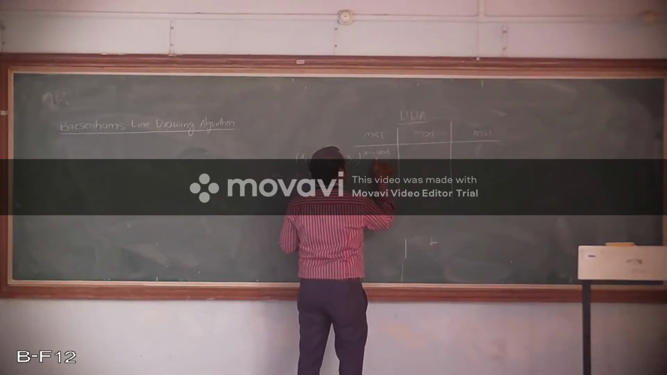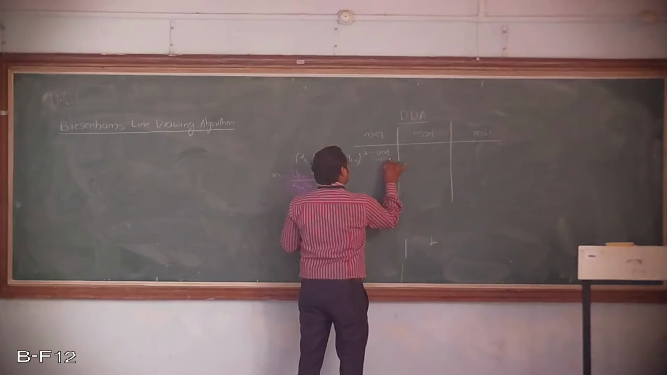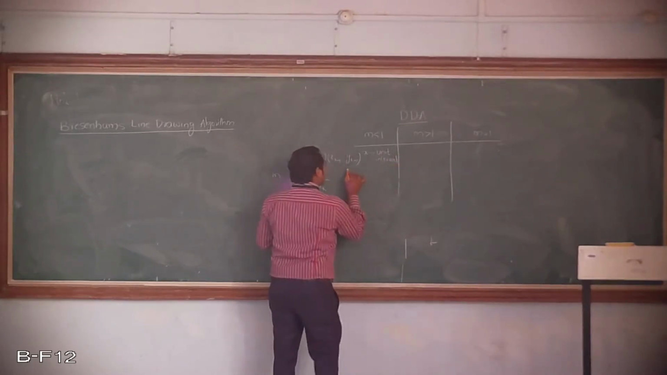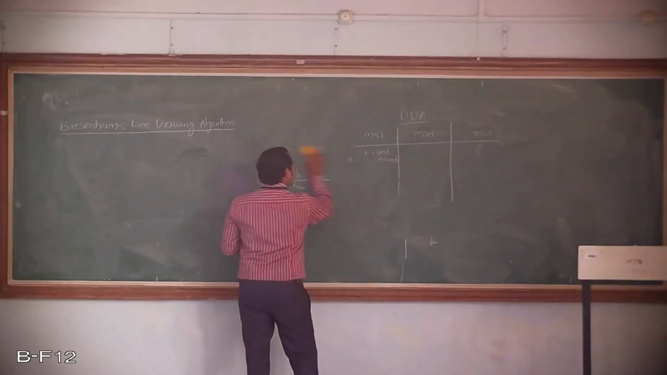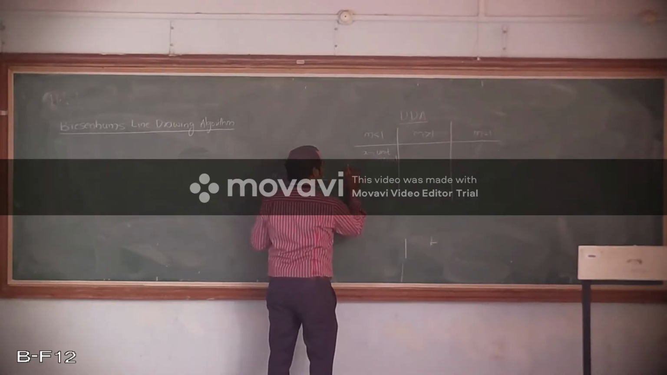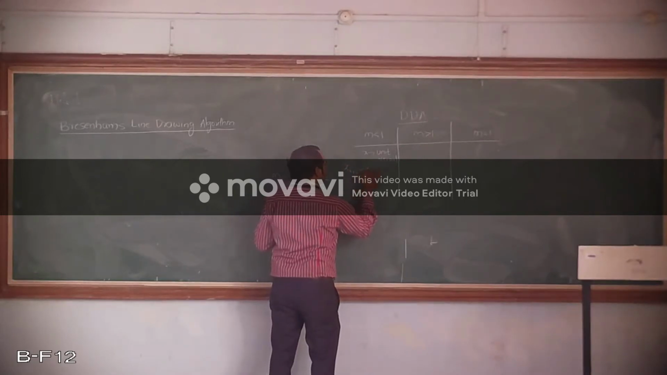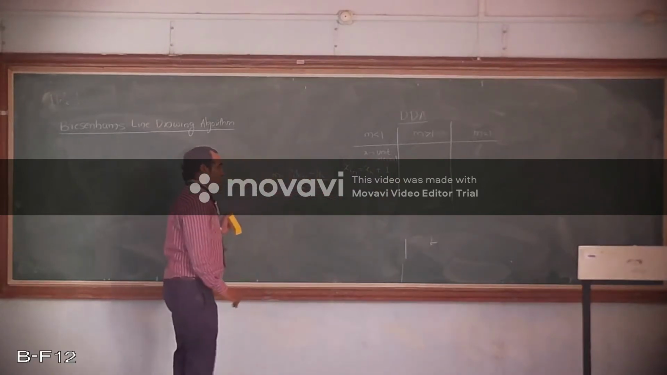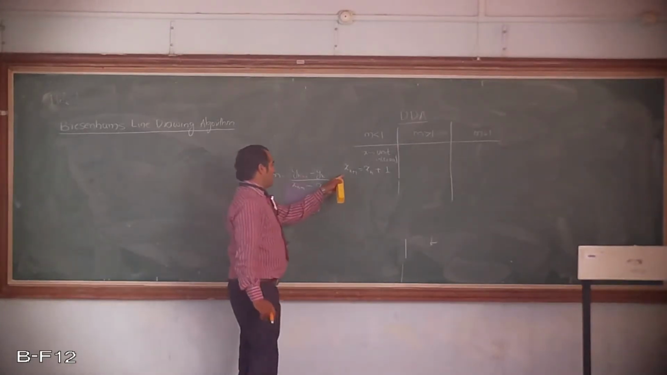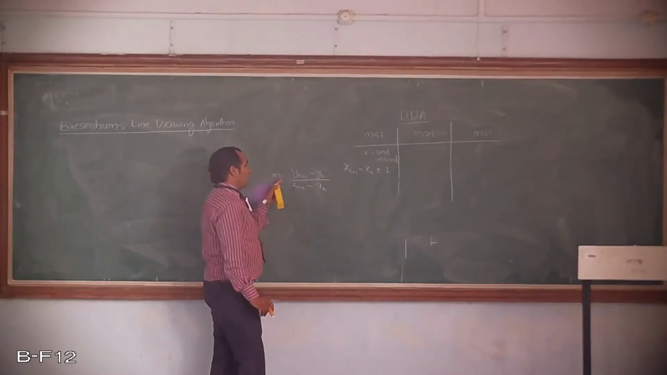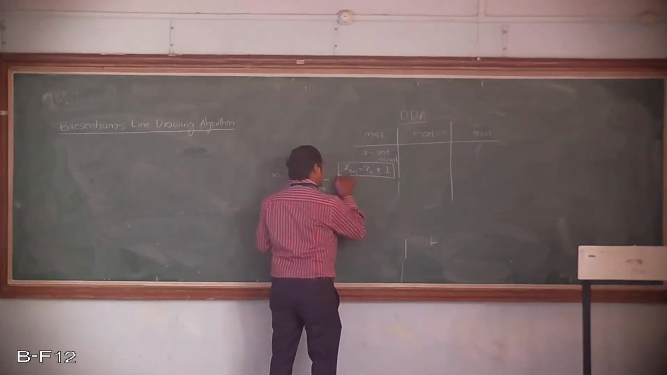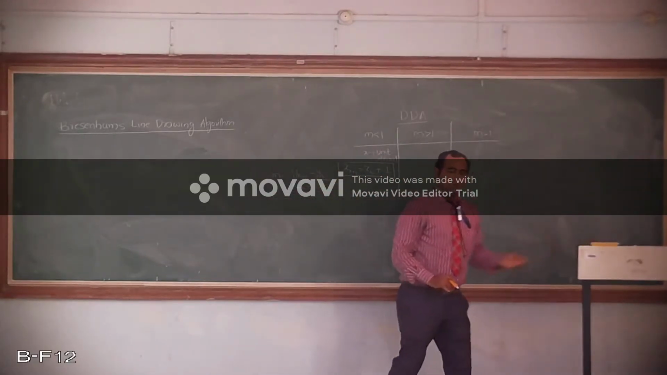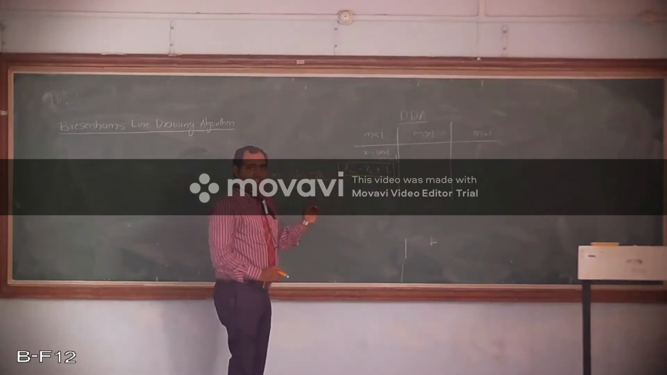The next x coordinate will move in unit intervals. That is, the next x coordinate, xk plus 1, is equal to xk plus 1. After substituting the value of xk plus 1 here, I will be able to get the value of the next y coordinate, that is yk plus 1. Yesterday these formulas were derived and we saw how they came.